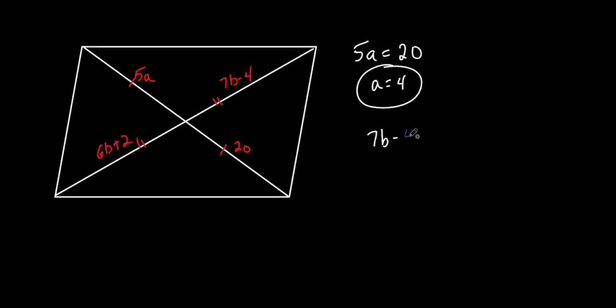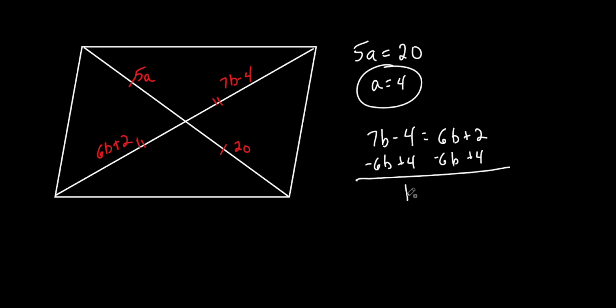I'll go 7b minus 4 equals 6b plus 2. Let's solve for b. Subtract 6b from both sides. Add 4 to both sides. What's b? 7b minus 6b is b. 1b equals 6. Good. And that's your a and b.